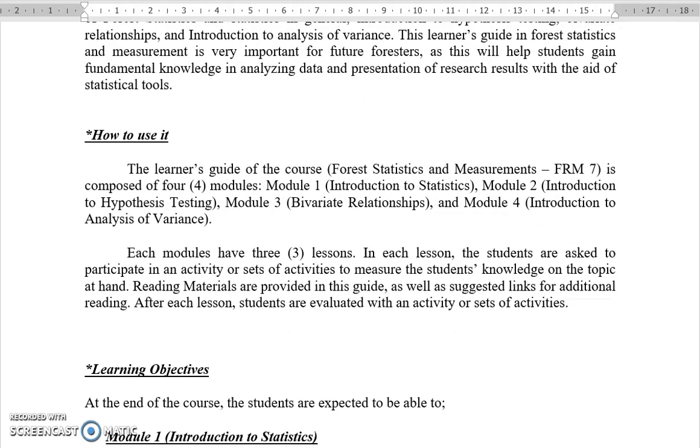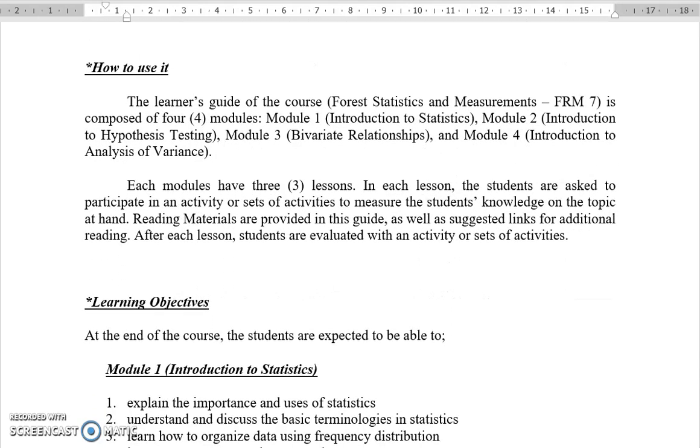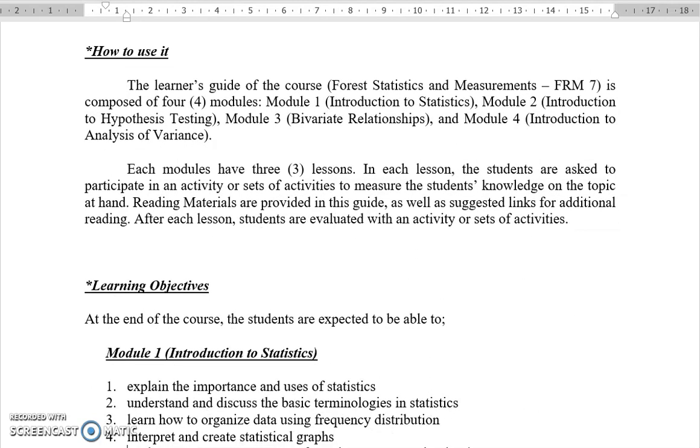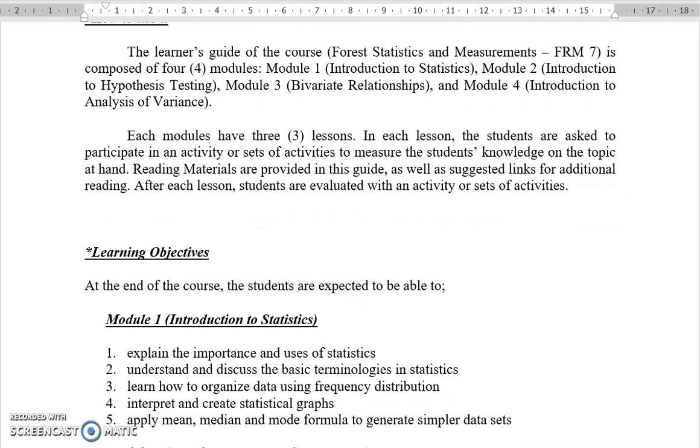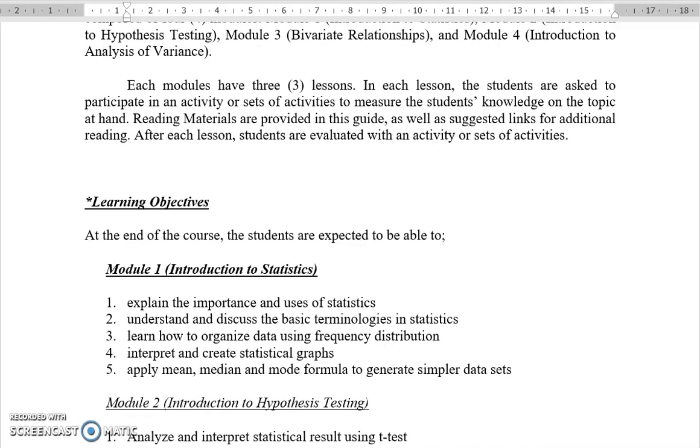Now, how to use this module. This learner's guide is composed of 4 modules. Module 1 is the introduction to statistics. Module 2 is hypothesis testing. Module 3, bivariate relationships. And Module 4 is introduction to analysis of variance. For each module, you have 3 lessons, but for Module 1 there is an exception. For this Module 1, we have 5 lessons. Since Module 1 is more or less just the introductory part, we will not be dealing much with computation or higher problem solving in Module 1.